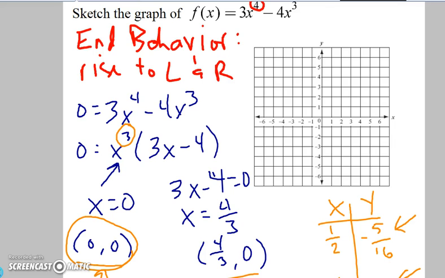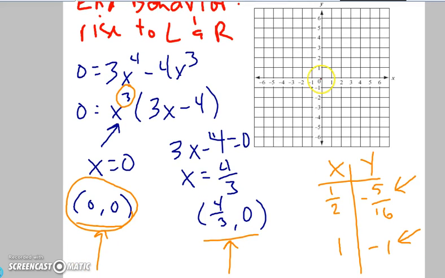So I know I'm going to plot a point at 0, 0. I'm going to plot another point at 4/3, 0, which is going to be about right there. This should be a little bit more to the left, but that's okay though. And then I'm going to plot this 1/2, negative 5/16. That's going to be about right there. And 1, negative 1 is right there.